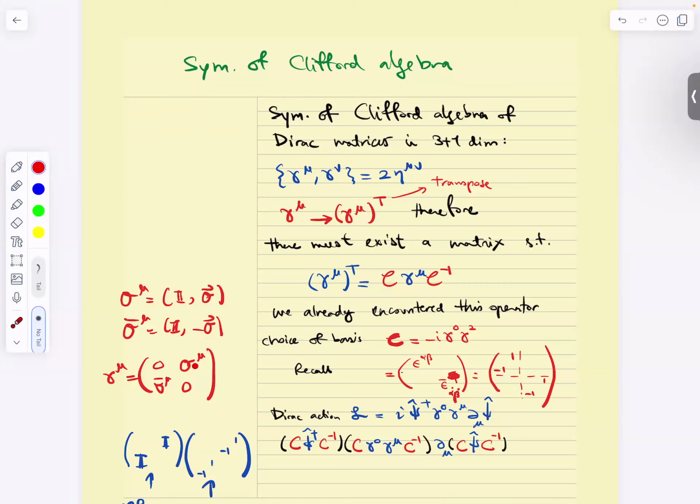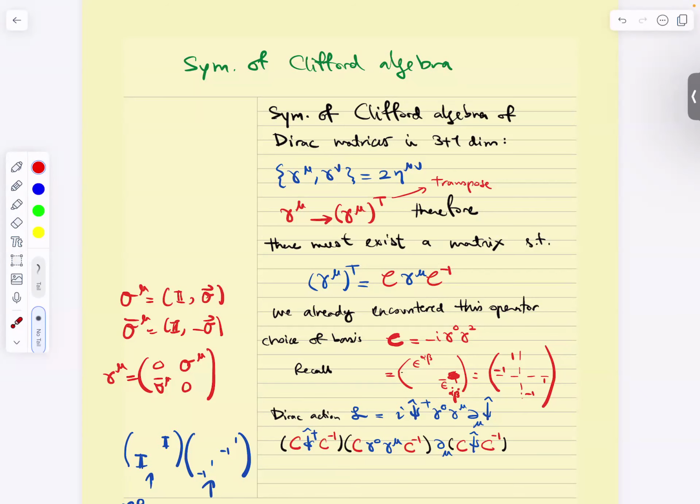So you can already see what the transpose does. It swaps sigma and sigma bar. And if you recall, this was the issue of left-handed and right-handed, right? So it's the same symmetry we were talking about before. Swapping was left-handed to right-handed.